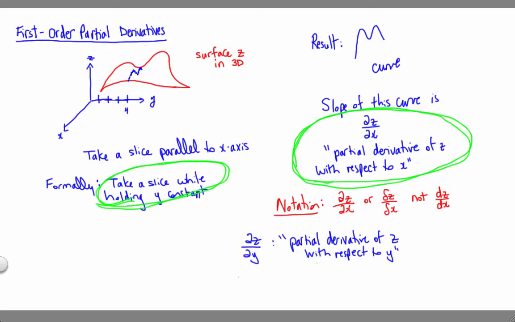And if you say this the other way around, if we were interested in calculating delta z by delta y, then we would have to think about holding x constant. In either case, you want to hold the other variable constant when you're calculating your partial derivative. So let's see how this works.